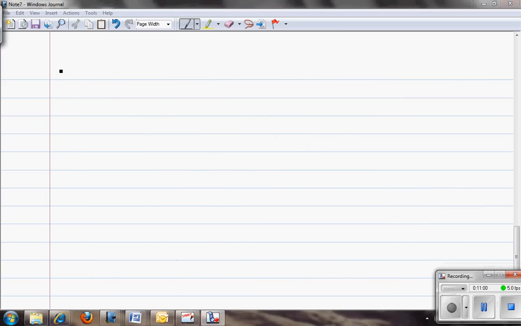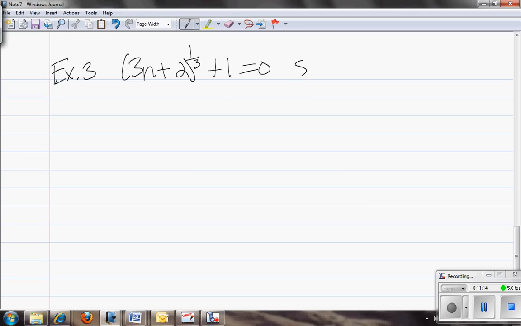All right, moving on. Here's example 3. We have a cubic one: (3n + 2) to the power of 1/3 plus 1 is equal to 0. We need to solve this.